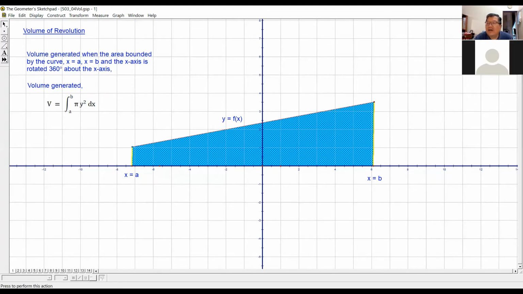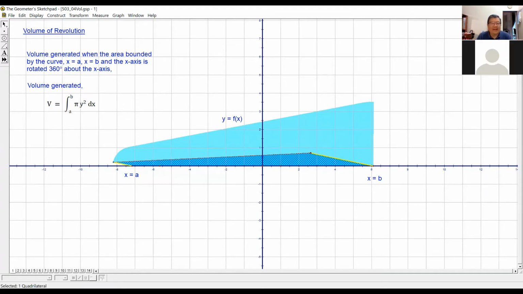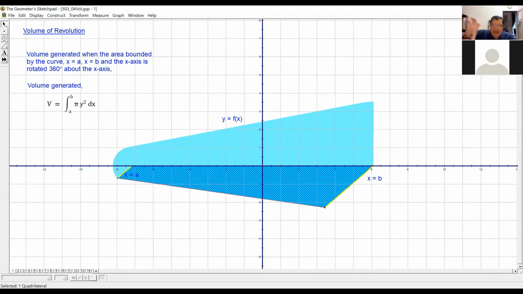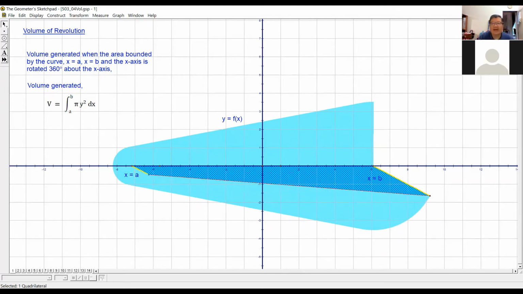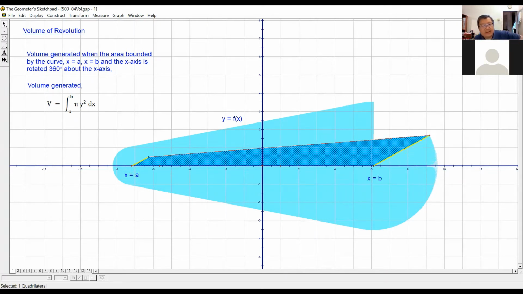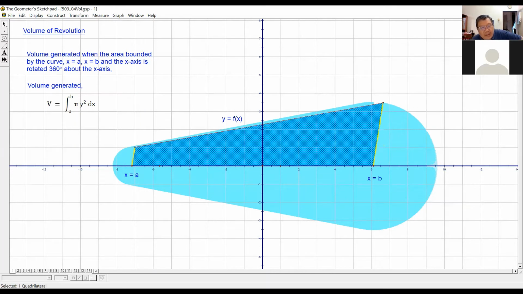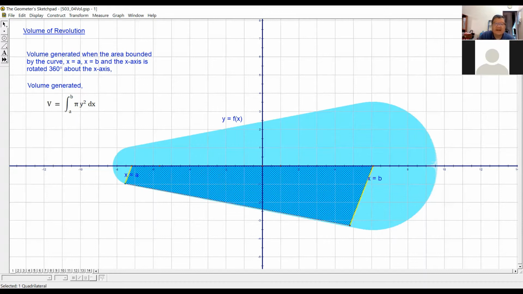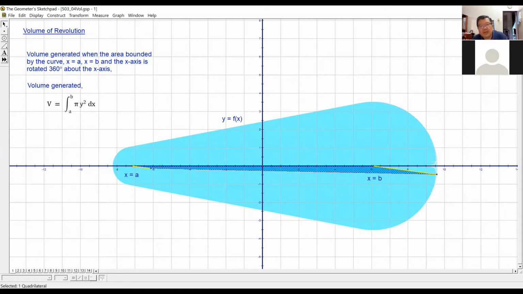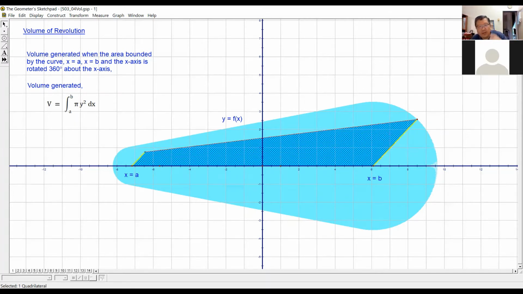Now when this area under the curve is rotated about the x-axis, it will form something like a cone, a cone with one part chopped off like that. Can you see this area, the dotted one? When it is rotated about the x-axis, it will generate a volume, and we can actually find this volume. If we know the equation of the curve, you can find the volume.